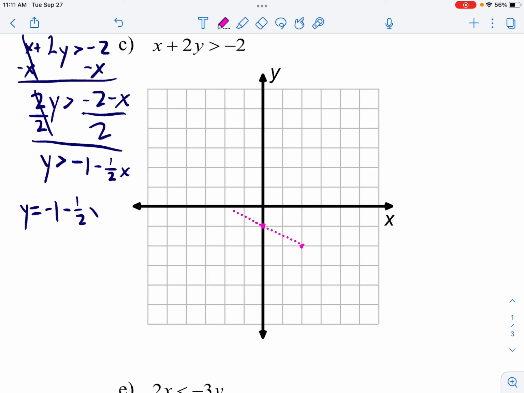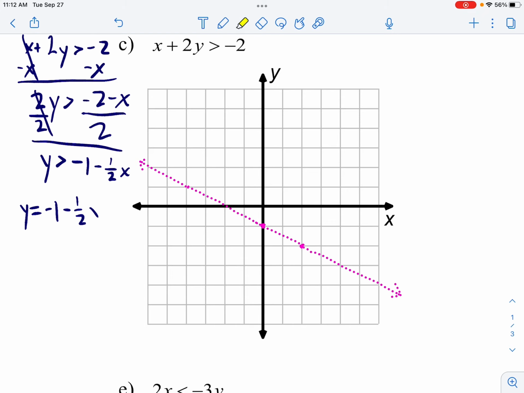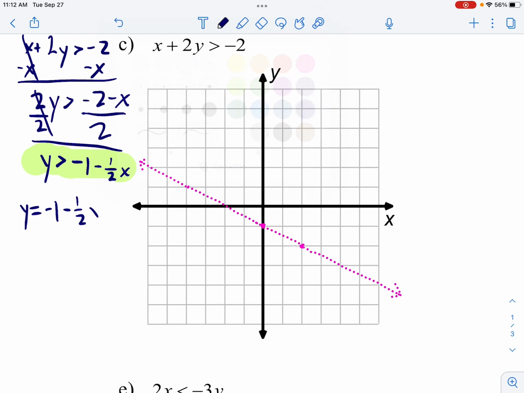Right, and I'm using my dashed line. All right, and now let's look at my inequality here. So let's highlight that. It's important to pay attention to this. So this line is where y equals negative 1 minus 1/2 x. That's where these two are equal. We want y to be greater than that. We want y to be greater than this line. So we've got to go above the line and shade that, okay? Oh, shade above the line, sorry.